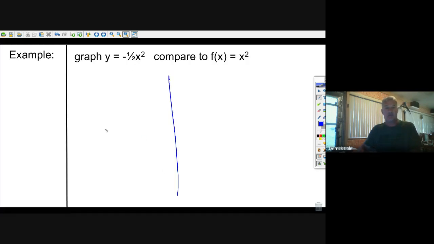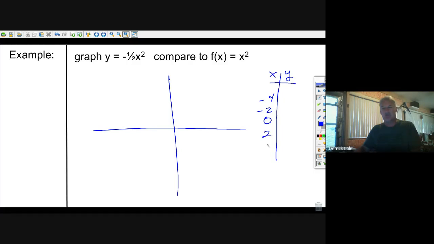So let's look and see what happens. Again, we're going to pick some numbers. I would not pick an odd number. Why wouldn't you pick an odd number, Mr. Cole? Because what happens with an odd number? 1 squared is 1 times negative 1/2 gives me negative 1/2. I can graph that, but I'd rather not. I'd rather graph a whole number.